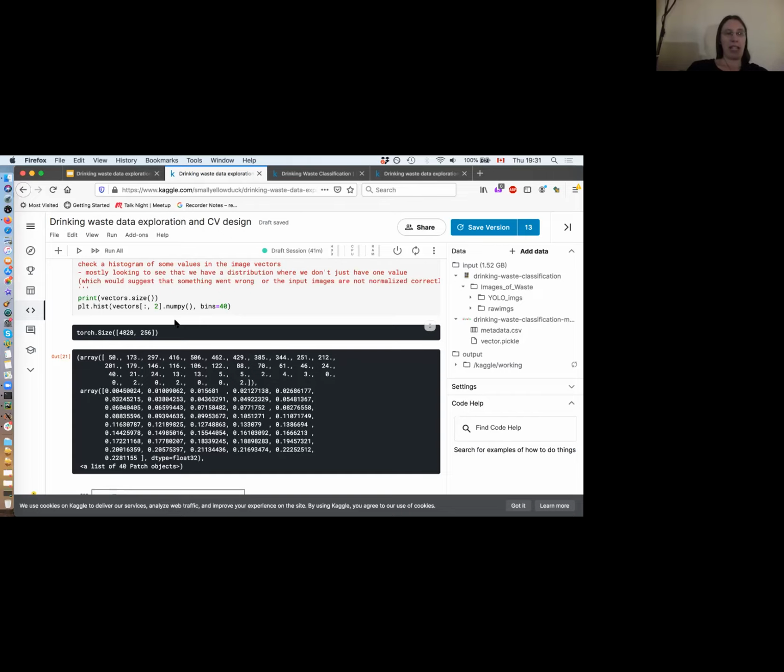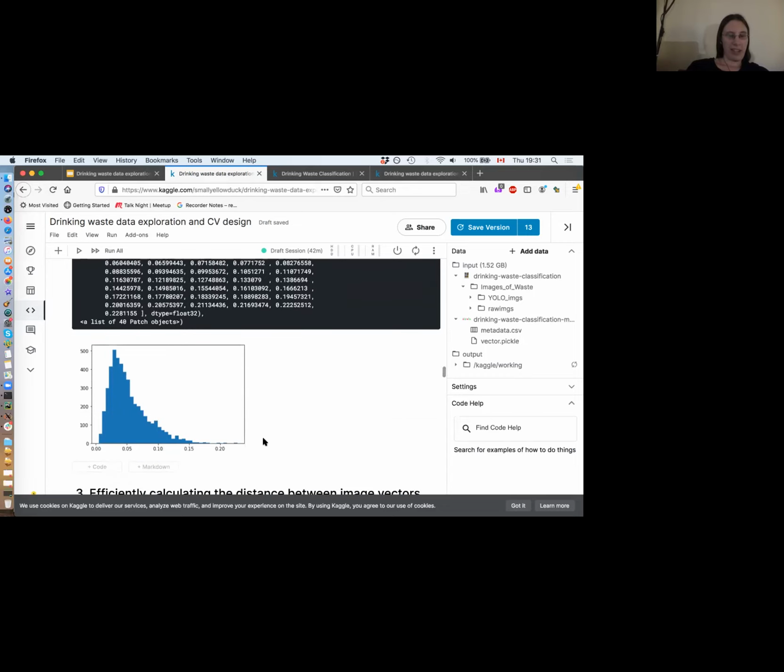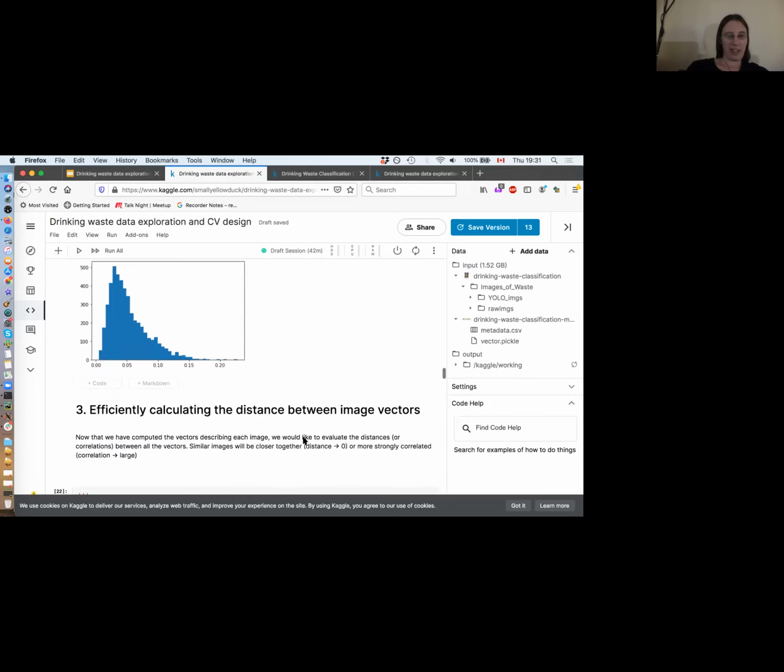So looking at the values in the vector gives you some idea of whether the pre-trained model is actually going to be giving you useful information or helping you to distinguish between images in a useful way. And okay, so I just plotted this histogram so I could see that that's not all the same number. That sounds good.